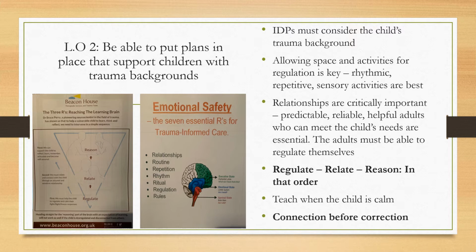So here we've got it as well. The regulators: we must help the child to regulate and calm their fight, flight, freeze response. Then we need to relate. So we must relate and connect with the child through an attuned and sensitive relationship. Then only thirdly, after doing these two things, can we reason. We can support the child to reflect, learn, remember, articulate, and become self-assured. Okay? That order. Regulate, relate, reason.